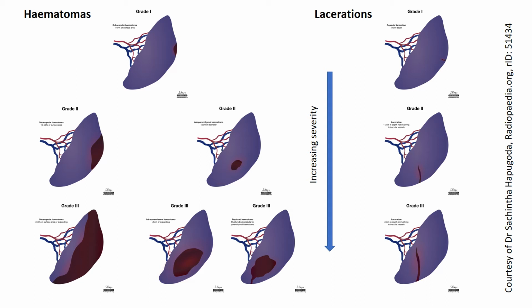This slide shows the requirements for injuries graded 1 to 3, and as we said before with the liver, down the right side of the screen are the lacerations, which have the exact same criteria as they did for the liver, remembering the dividers of 1 centimetre and 3 centimetre.